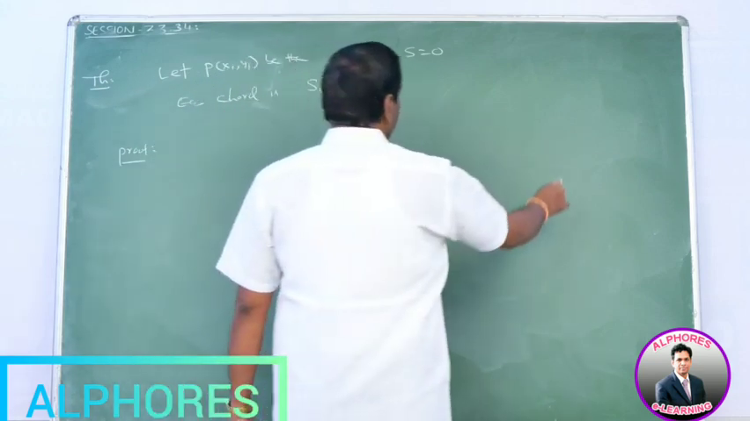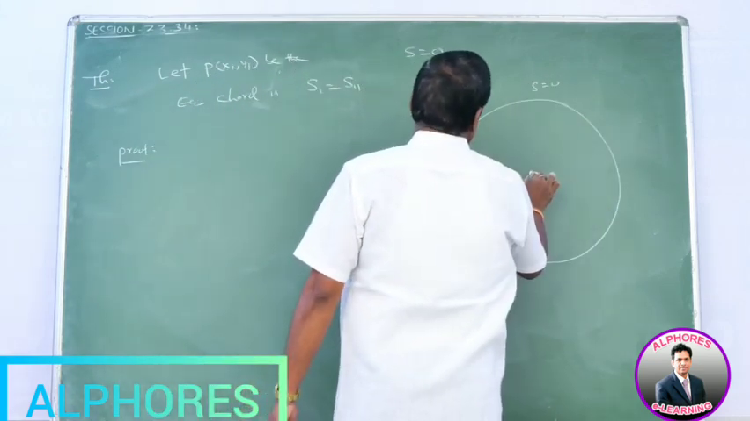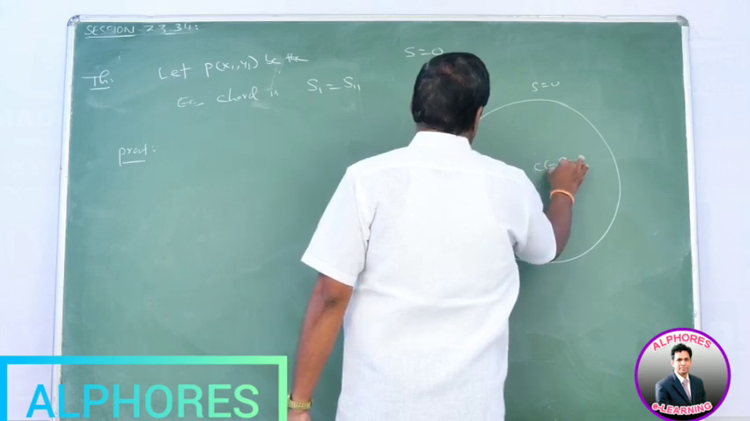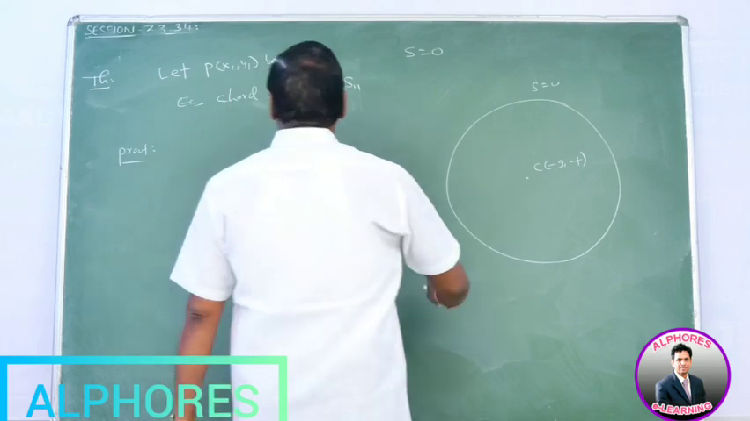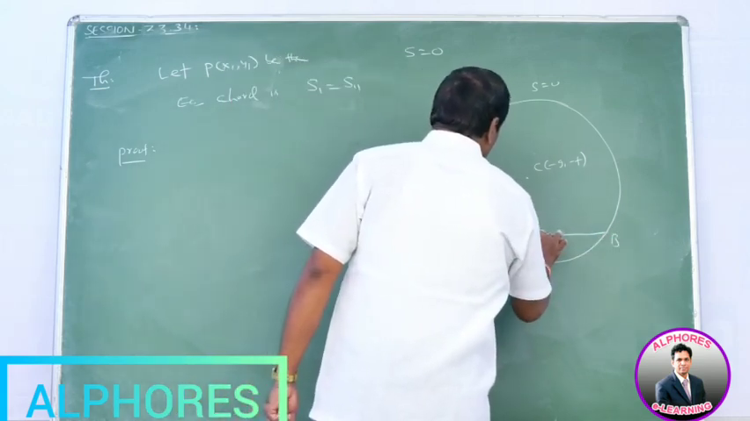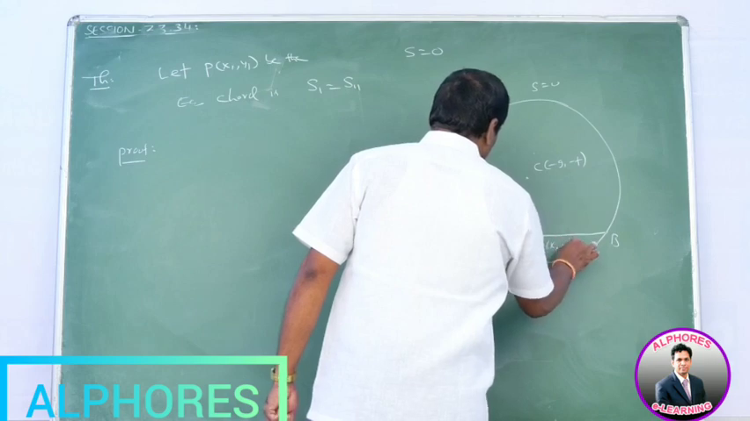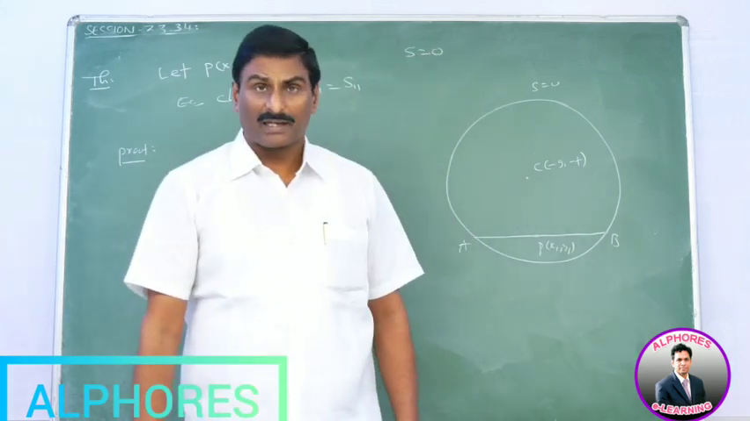Here the given circle is S = 0, whose center is (-g, -f) and radius is r = root of g square plus f square minus c. And P(x1, y1) is the midpoint of the chord. Say AB is the chord and P(x1, y1) is the midpoint of the chord. Now we find the equation of this line AB.